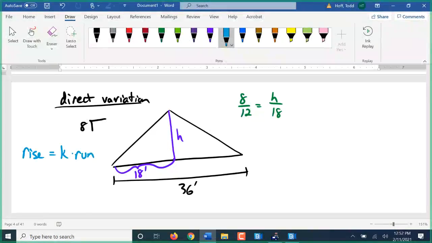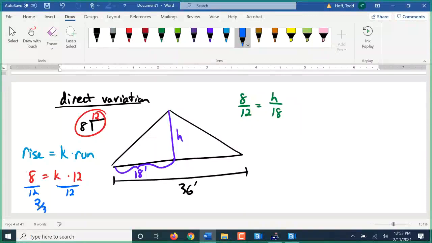The rise, we can say, is k times the run. We put in 8 for the rise because it's an 8/12 slope: 8 equals k times 12. We could have divided by 12 to get that 2/3 equals k. So that's saying the rise is 2/3 of the run. That's rewriting this formula: k is 2/3, so rise equals 2/3 times the run.